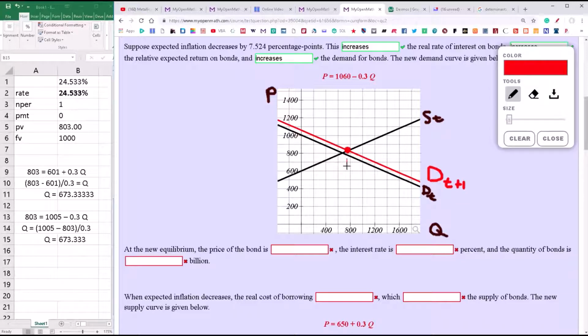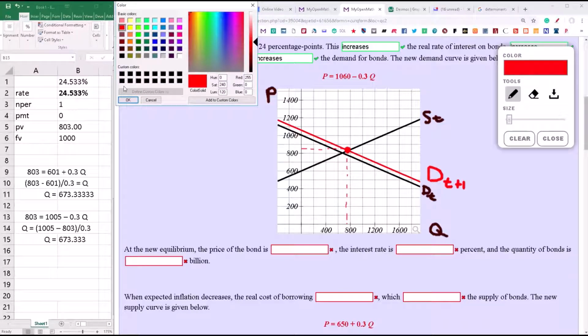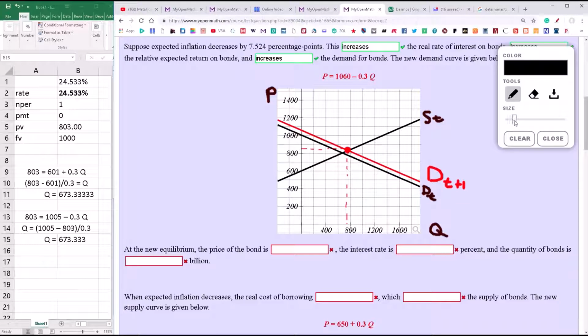Okay, so the quantity is going to be under 800, right? 800. And the price is going to be probably at 950 or close to it. That's the new equilibrium. The initial equilibrium at today was right here. So both the price and the quantity increased. The price of bonds and the quantity increased.